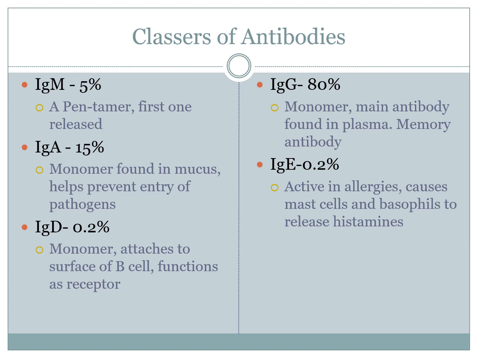Now, the last one is IgE, and that is associated with allergies. Okay, so when IgE binds to something, it will actually cause the mast cells and the basophils to release their histamines. Okay, so it's part of that particular chain.